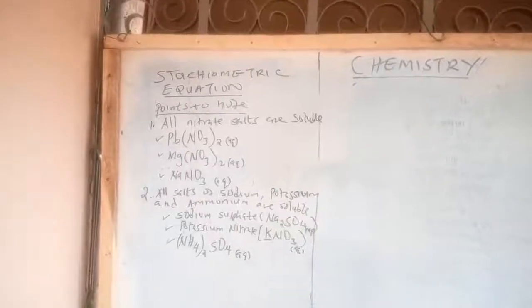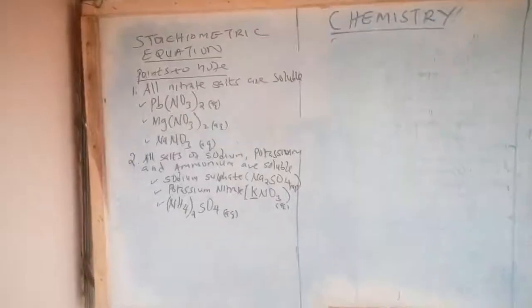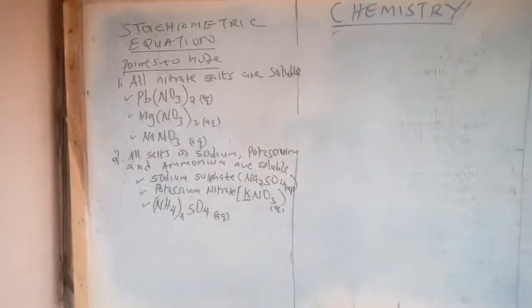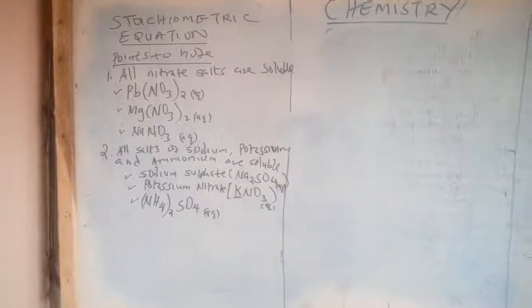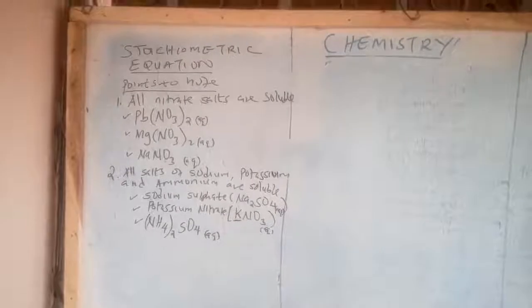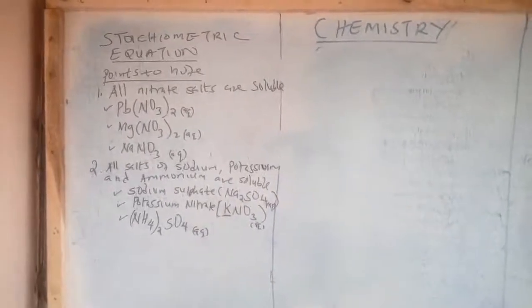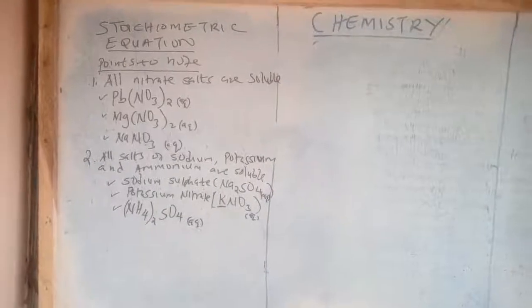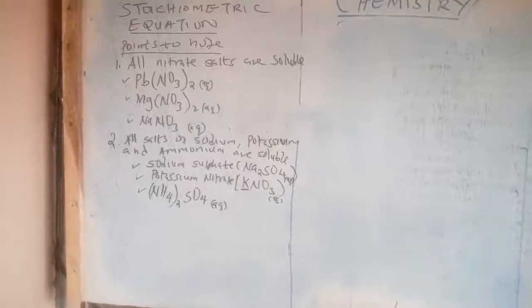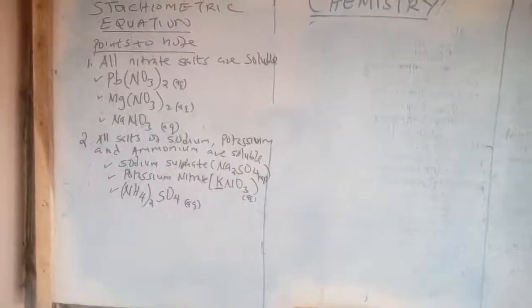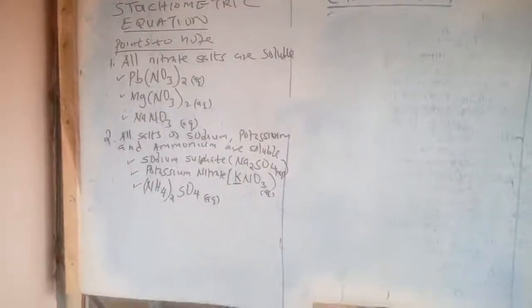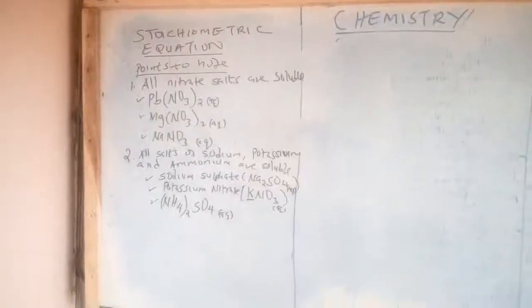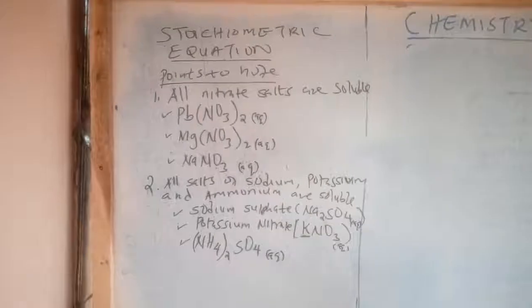As far as stoichiometric equations are concerned, you're supposed to know that the solubility of a salt is very important because it guides you in writing the state symbols when writing an equation in chemistry. Without the state symbols, the equation is not okay. An equation is okay when it is well balanced, and second, when you write the state symbols. The concept of valency is also very important, because you cannot balance an equation well unless you know the valency of the atoms and radicals involved.